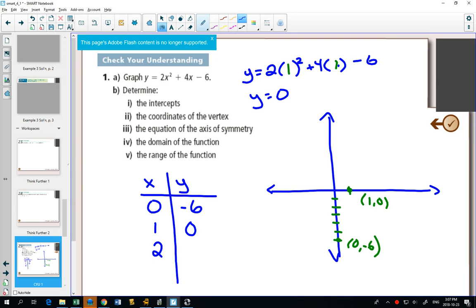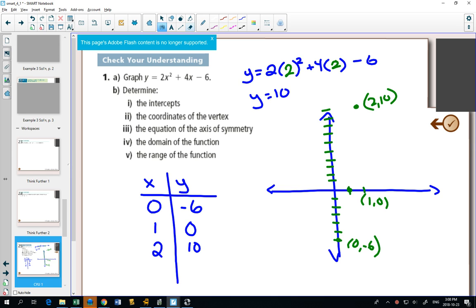So we could plug in 2 next if you'd like. Go to my eraser, erase out the 1s. What happens when I plug in 2? What do I get? 10. So I have 2, 10. Does it seem like it's going to just keep getting bigger and bigger and bigger if I keep putting in larger numbers for x?